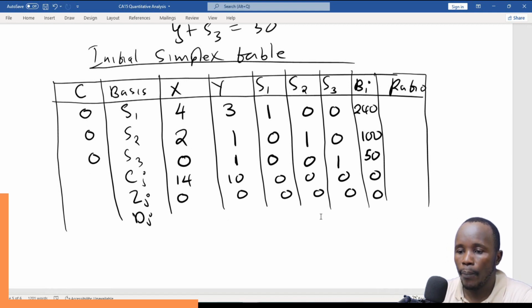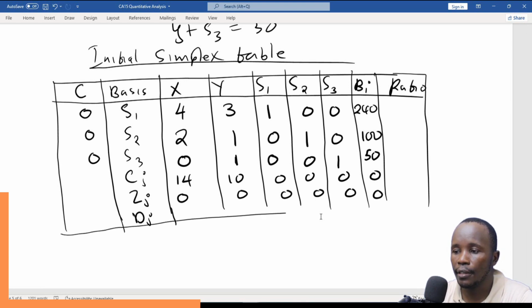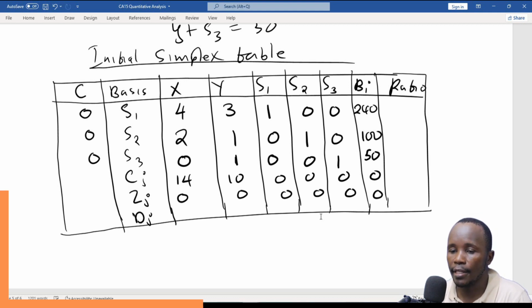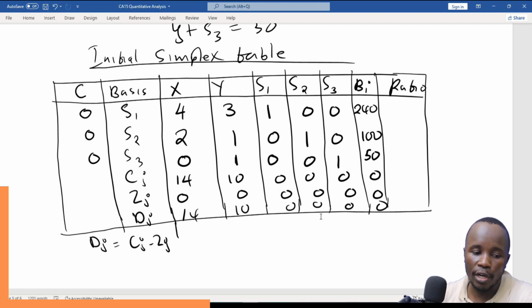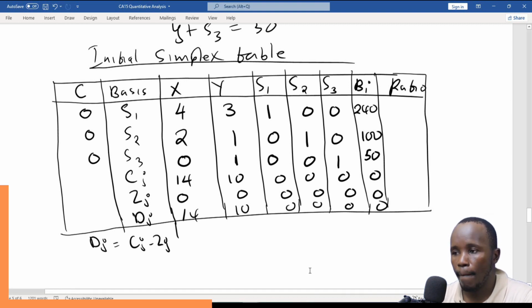Now, next, we need to find Dj. If you want to find Dj, it is equal to Cj minus Zj. So here we are going to have 14, 10, 0, 0, 0. Now this is called the initial simplex table.